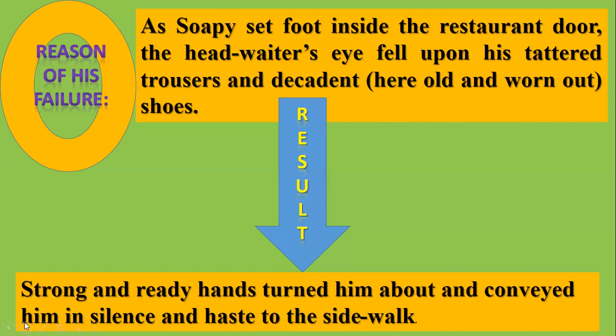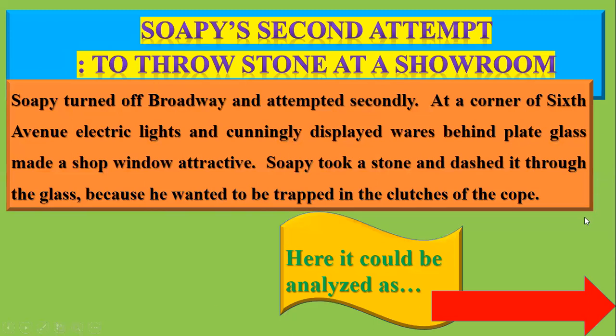See, so his second attempt was to throw a stone at a showroom. Now, his first attempt failed, but Sophie eagerly wanted to go to prison, and he made his second attempt. See, Sophie turned off Broadway and attempted secondly.